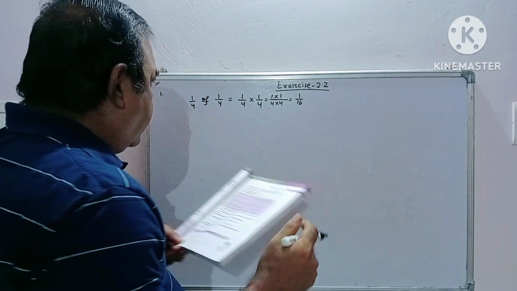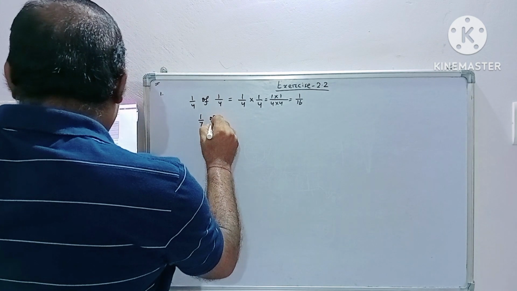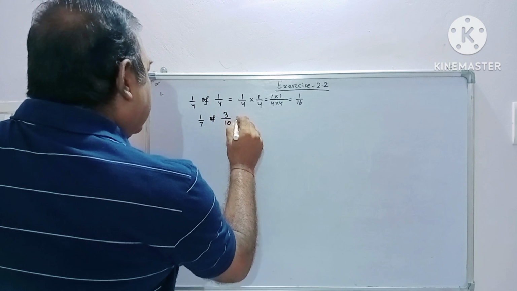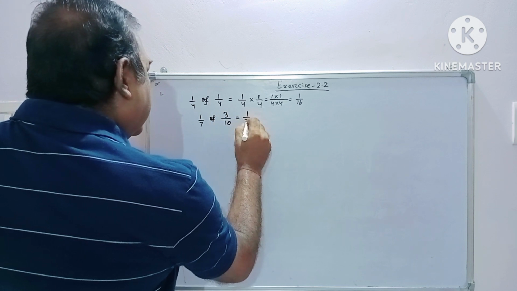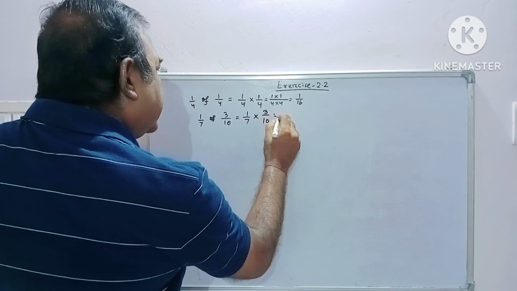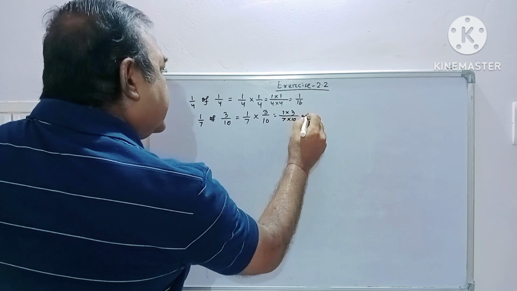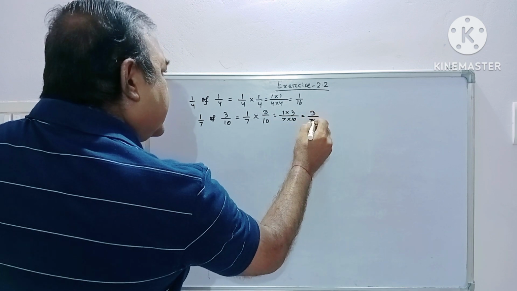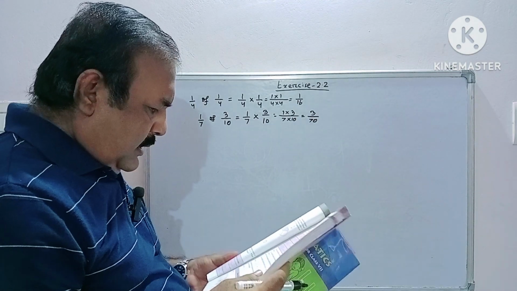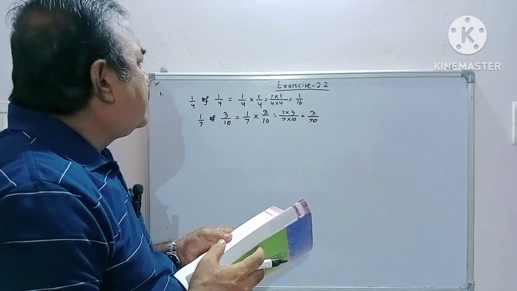And 1 by 7 of 3 upon 10, that is equal to 1 by 7 into 3 upon 10, that is equal to 1 into 3 by 7 into 10, that is equal to 3 upon 70, or 3 divided by 70, or 3 by 70 in short. So question number 1 is over, because we found the value.